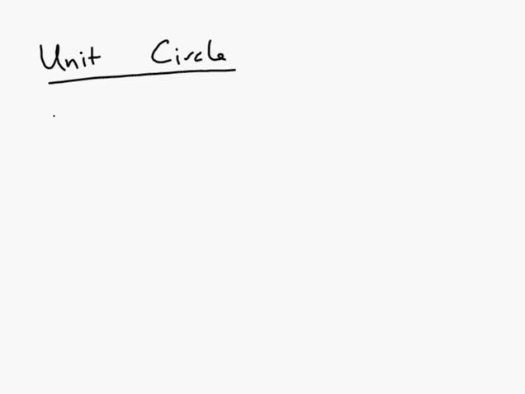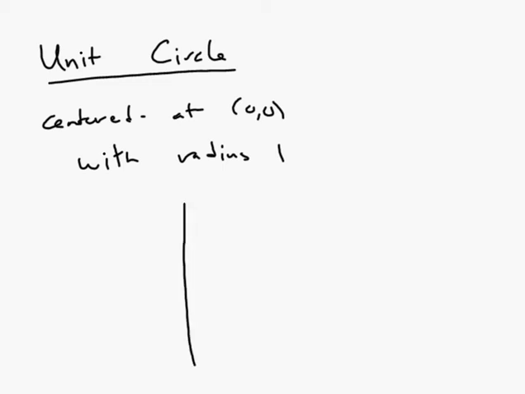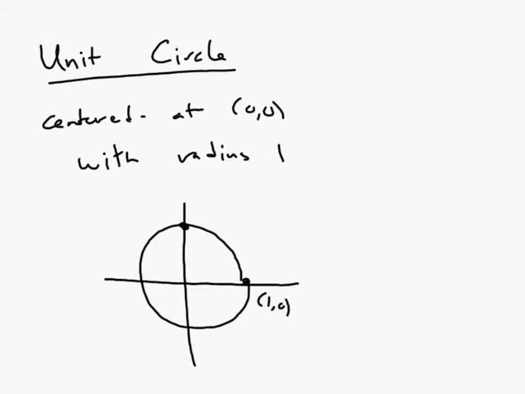It's the circle centered at the origin, 0, 0, with radius 1. So it's easy enough to draw. Here you go. And you can name some points right away on this thing. Oh, that's the point 1, 0. Here's the point 0, 1. Negative 1, 0. And 0, negative 1.